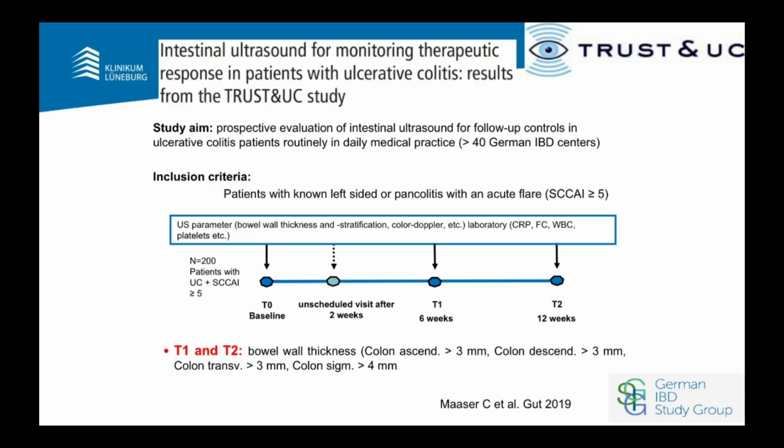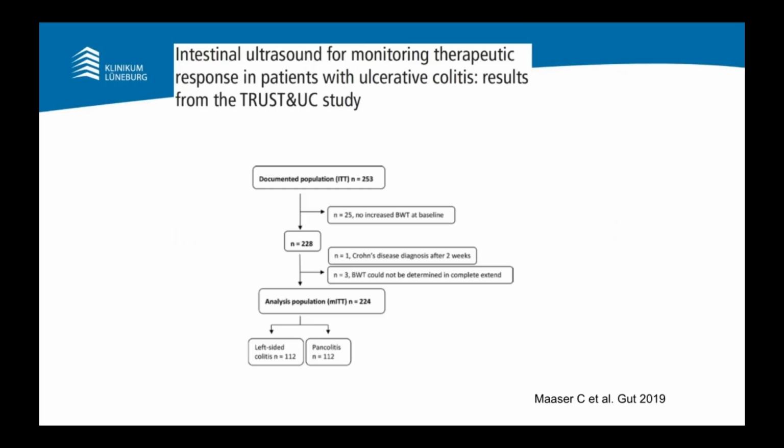The patients at baseline only had to have a clinical flare, and then intestinal ultrasound was performed, and only those with actually bowel wall thickened, defined as more than 3 millimeters in all segments except the sigmoid, in which the thickness needed to be 4 or more, could then continue for later visits. Let me show you first the documented population. So 253 patients were initially included.